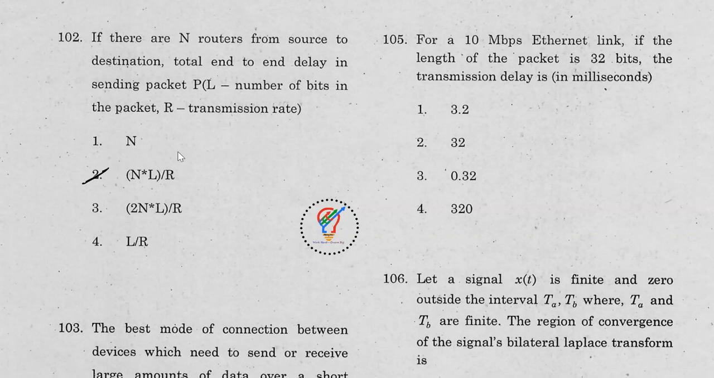The next one, question number 105. For a 100 Mbps Ethernet link, if the length of the packet is 32 bits, the transmission delay is in. Actually, the question gives 10 milliseconds, but it should be in microseconds. That's the reason why the answer will not be evaluated here, and they give equal marks. So our option will be 32 bits per 10 Mbps, which is going to be 3.2 microseconds. That will be the answer. Actually it's not a millisecond, right?